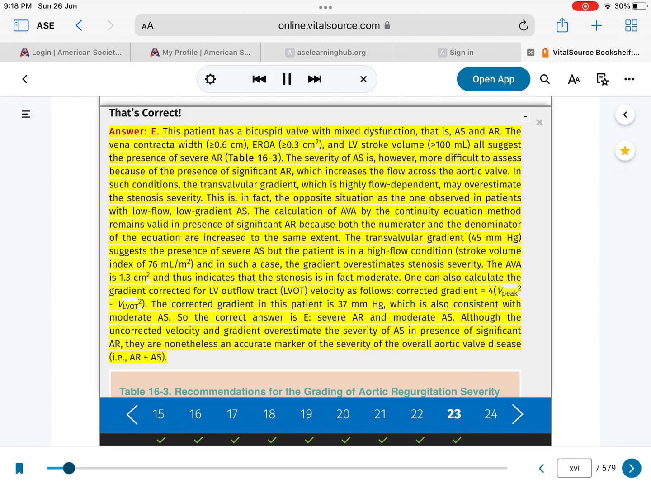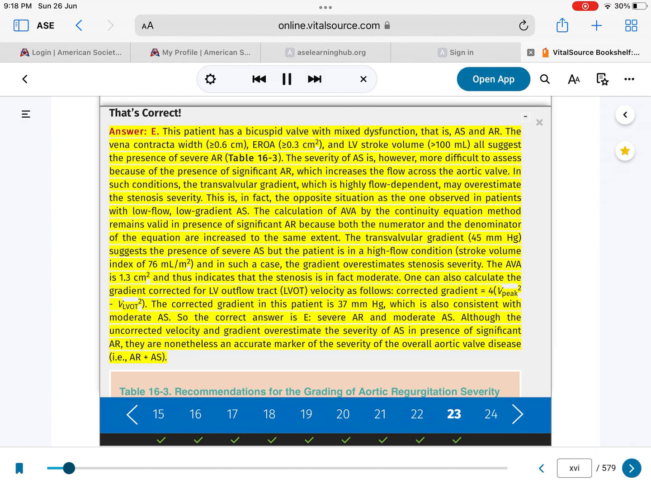In such conditions, the transvalvular gradient, which is highly flow dependent, may overestimate the stenosis severity. This is, in fact, the opposite situation as the one observed in patients with low flow, low gradient AS. The calculation of AVA by the continuity equation method remains valid in presence of significant AR because both the numerator and the denominator of the equation are increased to the same extent.